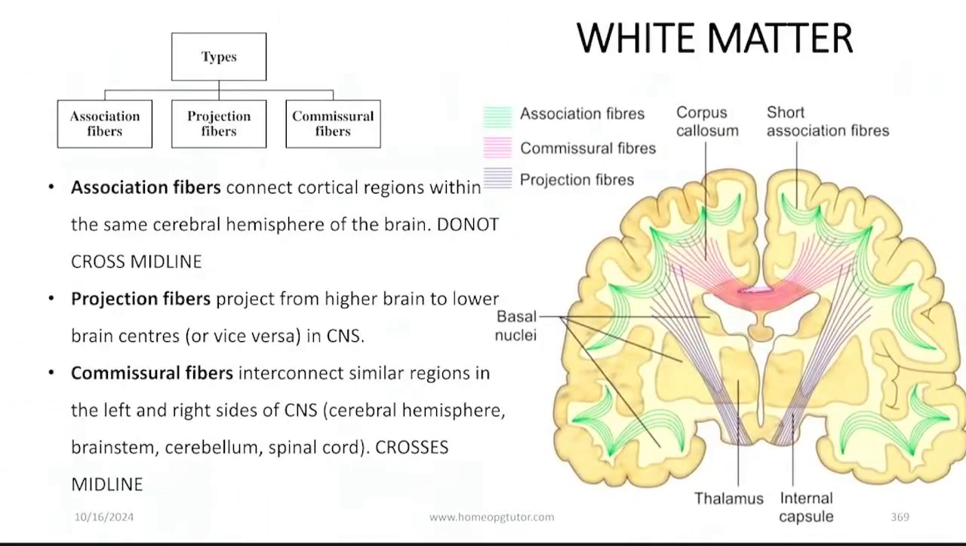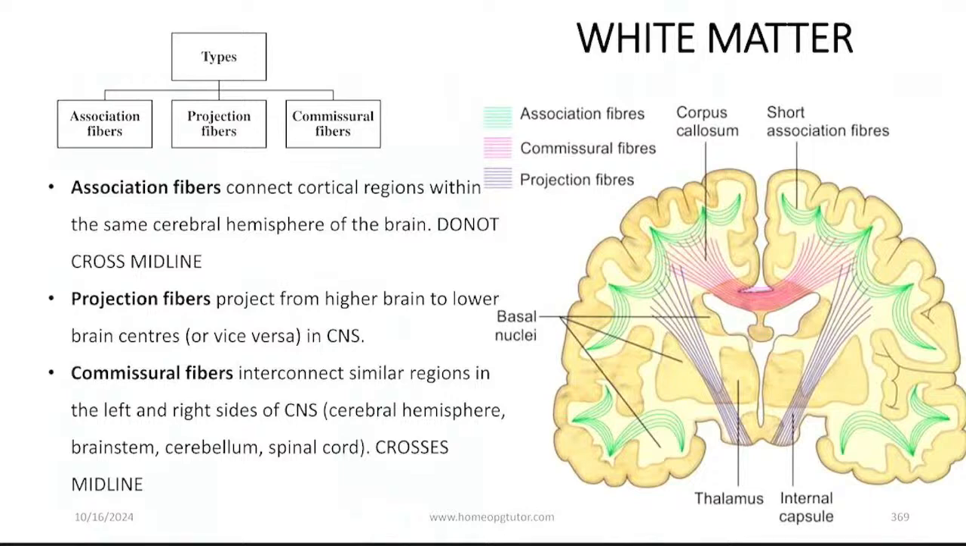Now remember the corpus callosum, which we mentioned, right? What is the corpus callosum? The corpus callosum is basically white matter. What is white matter? White matter is nothing but the axons. Gray matter means the cell bodies and white matter means the axons.